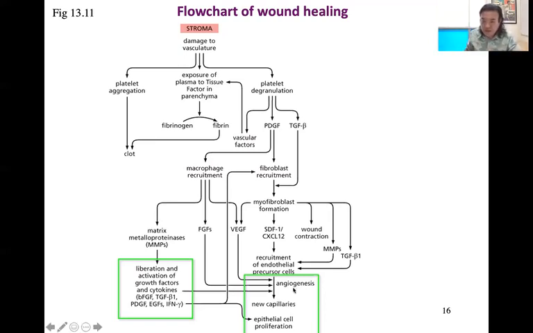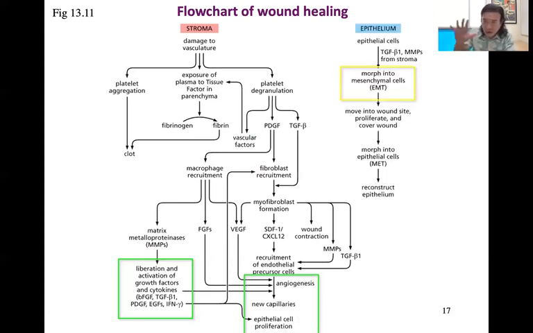Also, you'll get the formation of new blood vessels. So this is a process known as angiogenesis, the growth of new blood vessels. We will look at angiogenesis later. But not surprisingly, that's encouraged by vascular endothelial growth factors. And you get the growth of new capillaries into your injured tissue. And ultimately, you have epithelial cell proliferation taking place.